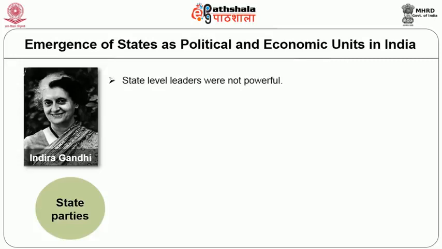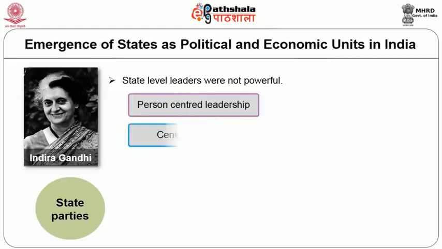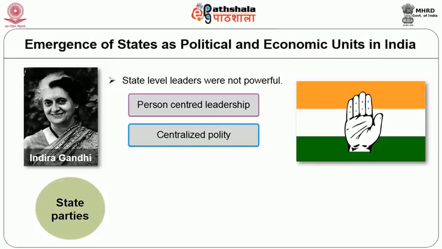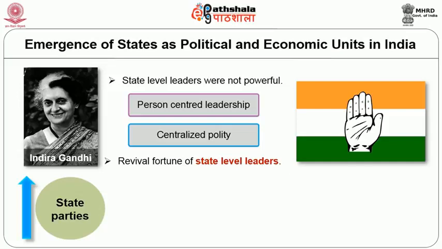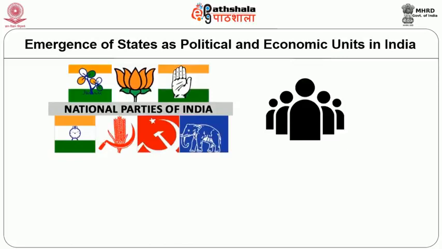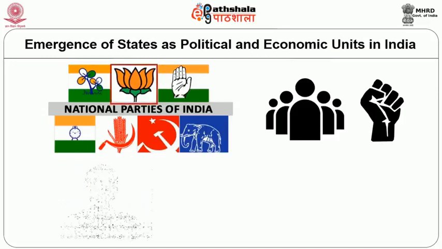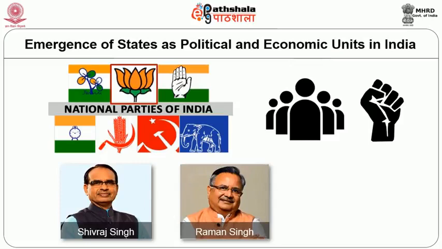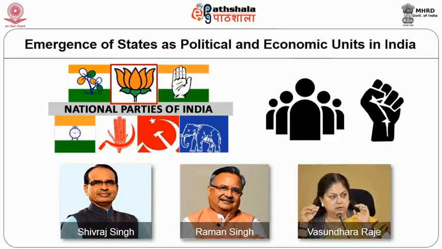So in between, there was a period when Indira Gandhi was the prime minister. The state level leaders were not really powerful, because the center had become too powerful, and there was person-centric leadership, and it was becoming a kind of centralized polity with the passing away of the old generation of Congress leaders. But now in recent times, especially with the rise of the state parties, there is a revival of the fortunes of state level leaders. It's not only the state level party leaders, as founders, as the president or party supremo, who are powerful. Even the state level leaders of the national parties are increasingly becoming very powerful. You can refer to BJP: you have Shivraj Singh Chouhan, you have Raman Singh, you have Vasundhara Raje, they all are powerful leaders in their own right.